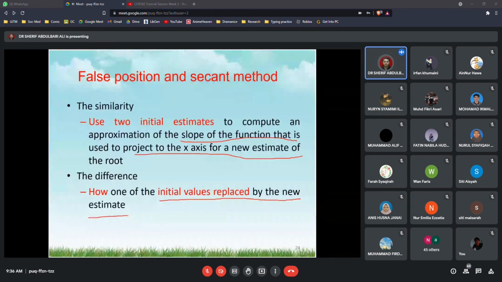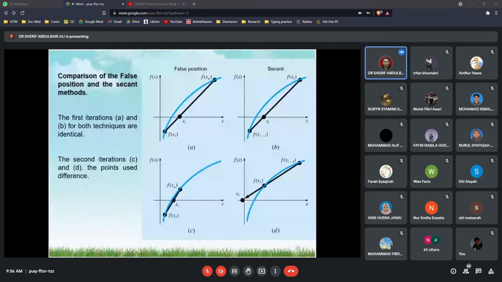Graphically, if we start with the false position method and the secant method, at the first iteration both of them are exactly the same. But at the second iteration, you can see the false position method is going to converge to find the value of xr. But for the secant method, it could shoot behind and diverge, so you are not going to find the exact root. So this is the difference between them.